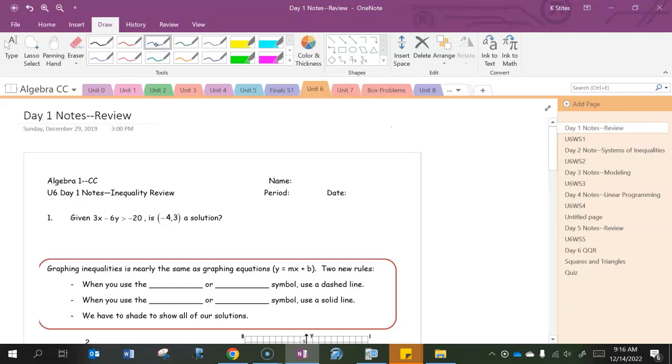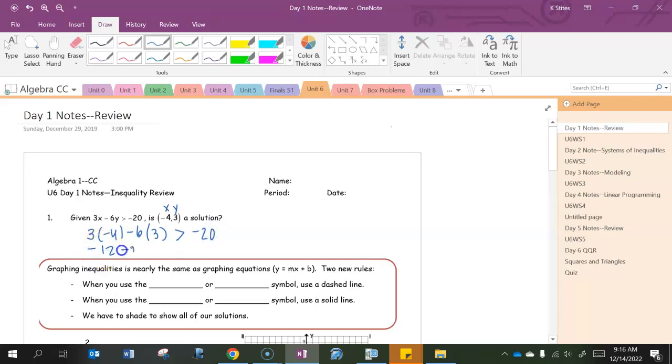So the first question we have is, given 3x minus 6y is greater than negative 20, is (negative 4, 3) a solution? And the easiest way to do this is to just go ahead and plug these numbers into our inequality. So our x is negative 4, and our y is 3. And then we are just going to evaluate this.